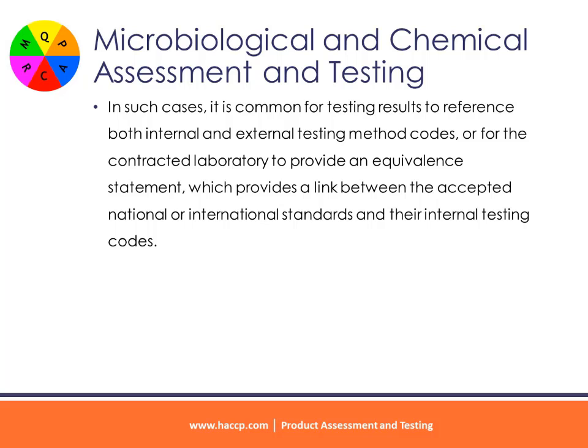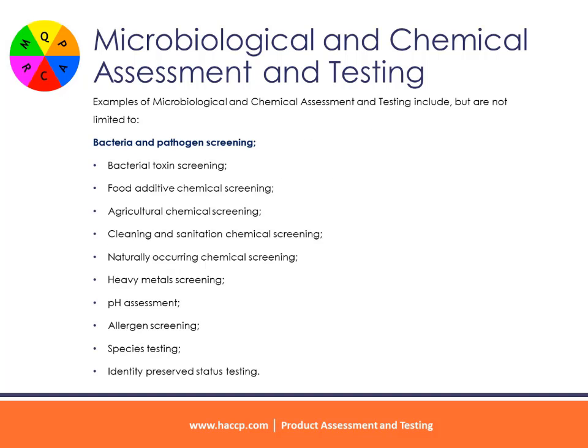Examples of microbiological and chemical assessment and testing include, but are not limited to, bacteria and pathogen screening, bacterial toxin screening, food additive chemical screening, agricultural chemical screening, cleaning and sanitation chemical screening, naturally occurring chemical screening, heavy metal screening, pH assessment, allergen screening, species testing, identity preserve status testing.